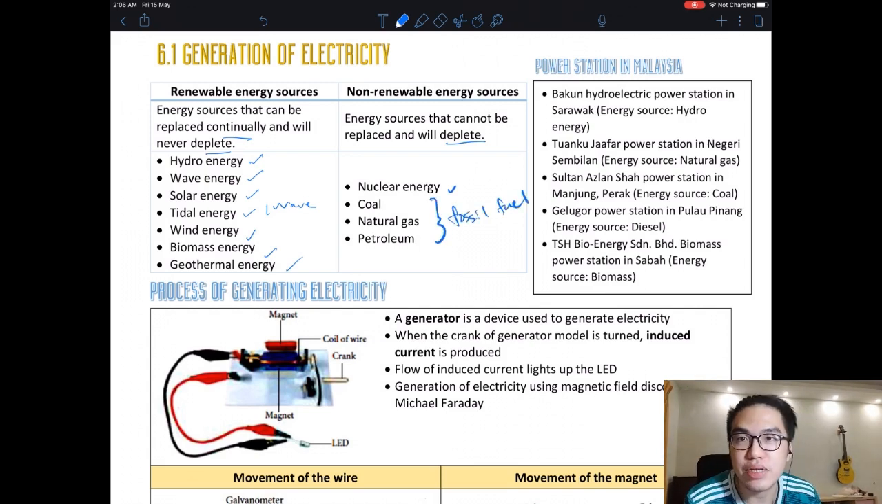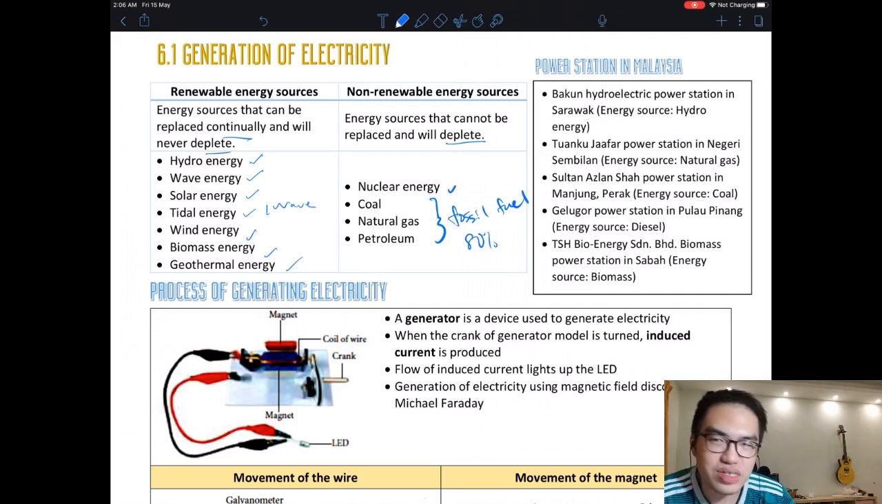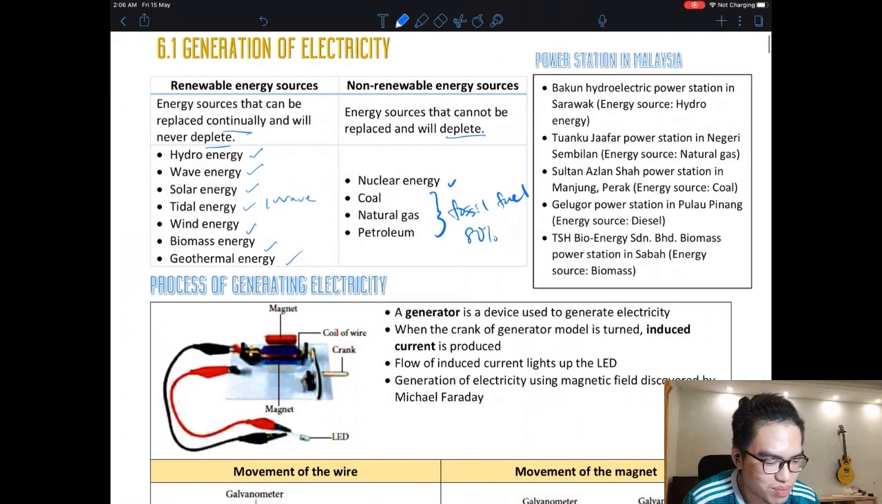Coal, natural gas, and petroleum. Unfortunately, 80% is still relying on fossil fuel. This shows you how inefficient renewable energy actually is. It's only 20%, sad to say. That's why pollution is such a big problem, because fossil fuel creates a lot of waste, especially carbon dioxide. That's why global warming is very serious. As for power stations in Malaysia, you can just read through, nothing much here.